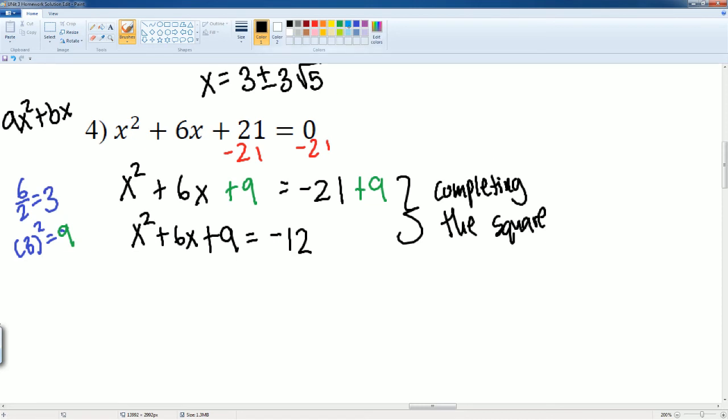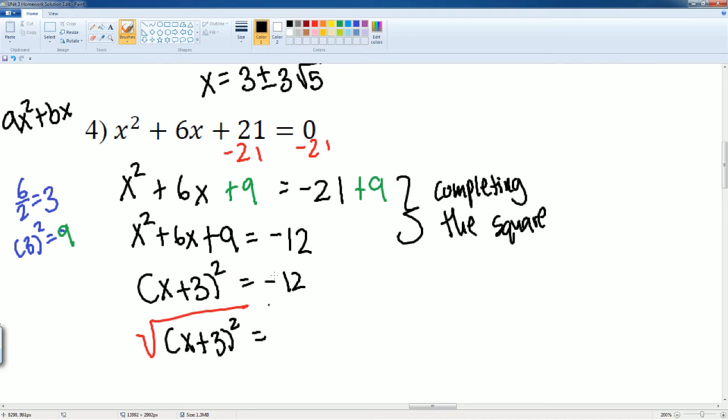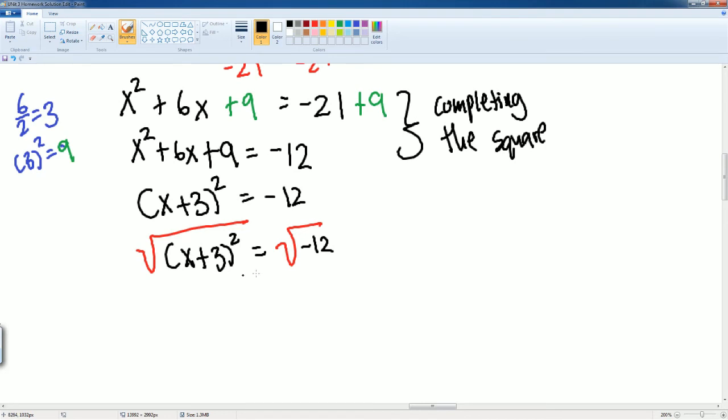All right. Then we can now factor this. So this breaks down into just x plus 3 squared, leaving you with a negative 12. You want to now square root both sides, leaving you with x plus 3 is equal to the square root of negative 12.